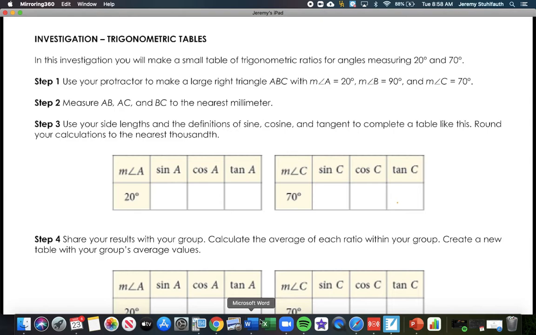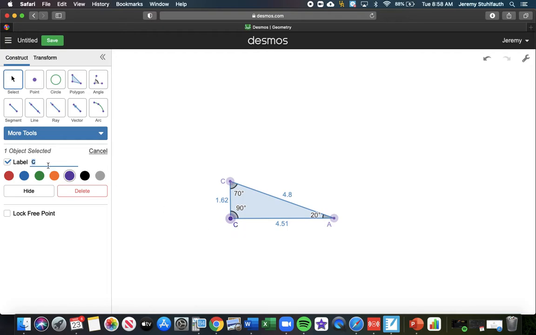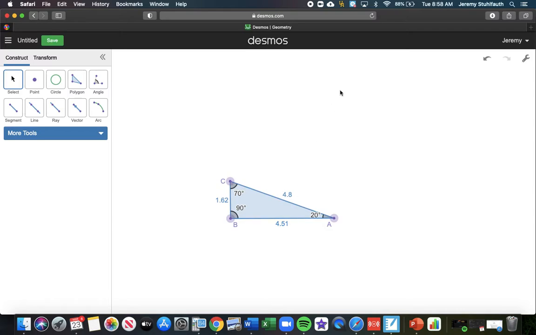So if I jump back to here just to make a quick update, we want this to be C, we want this to be B. So if we look at this, the first thing we want to find is sine A. In my case, sine A is sine of 20, and that is the opposite side divided by the hypotenuse. So 1.62 divided by 4.8. If I do that, and we're going to round to the thousandths, we get 0.338.